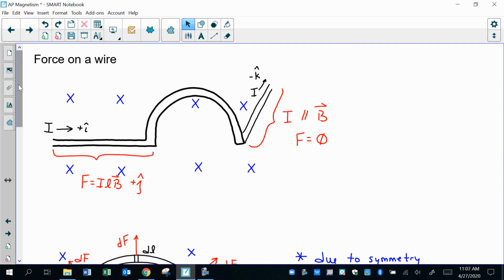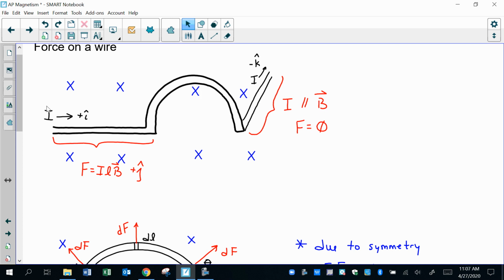So, force on a wire. Finishing up here, something like this. I've got 1, 2, 3 very distinct sections in the presence of this blue magnetic field. The current and the field are going in the same direction here. They're parallel, no force. This one here, perfectly perpendicular in a straight line, is very, very easy, ILB, and you can figure out that it's going to be in the positive j hat, the up direction.